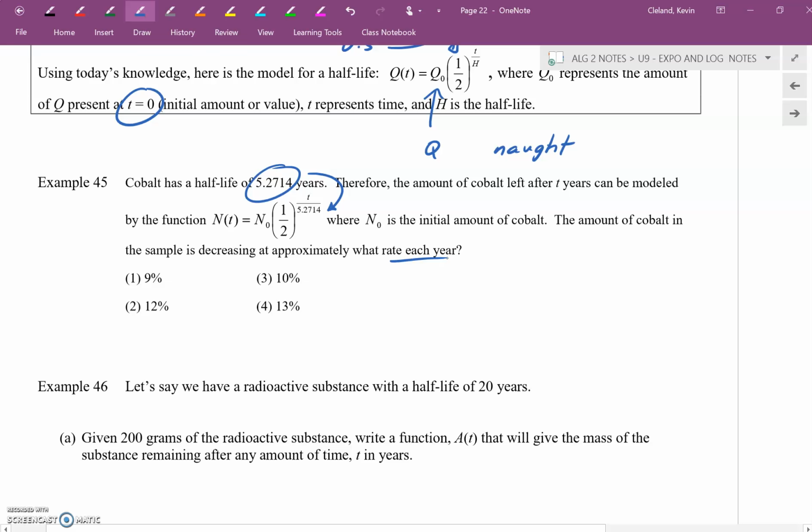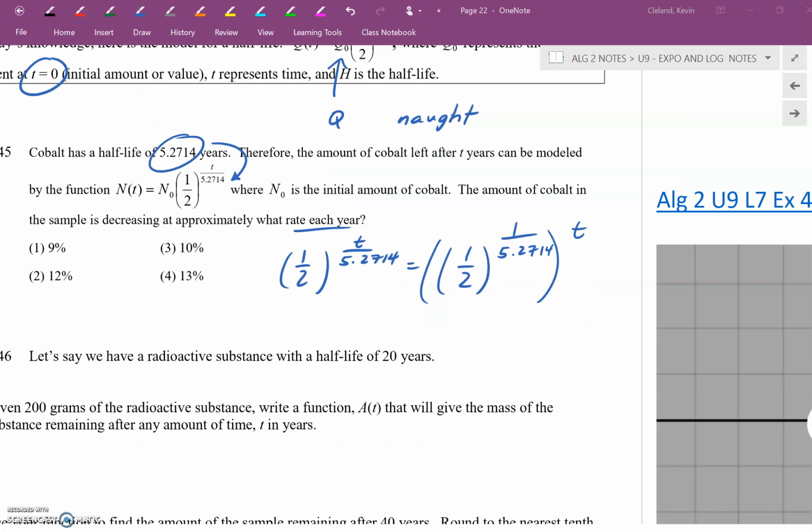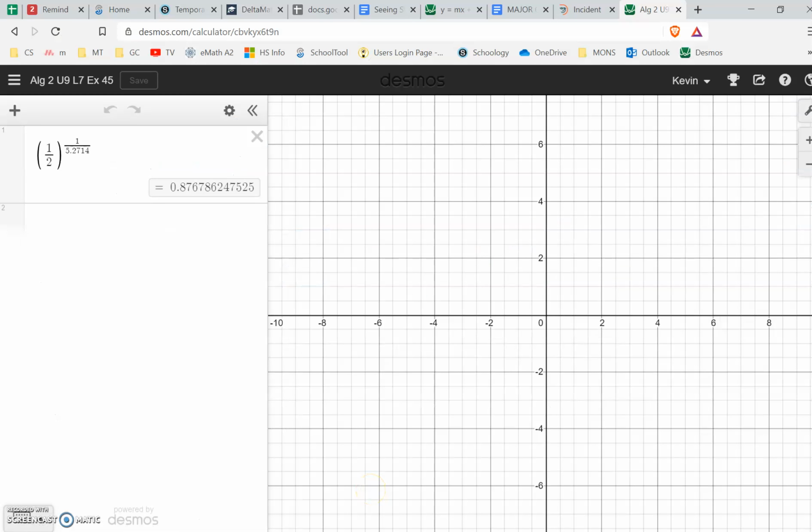So this is pretty wild, but here's what you're going to do. You're going to take 1/2 to the T over 5.2714. Using our exponent properties, we can convert that. To calculate this, I'm just going to go to Desmos, guys, because that's an insane root, and get 0.8767 roughly.